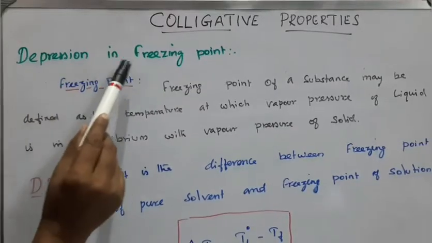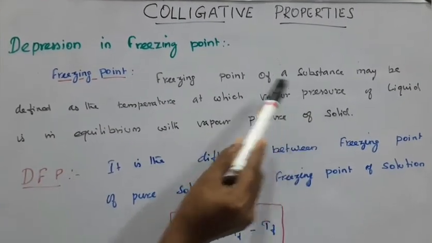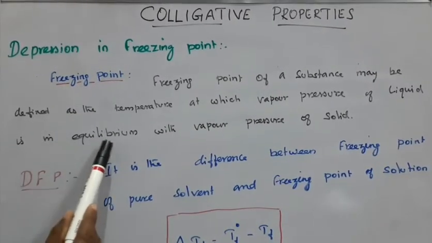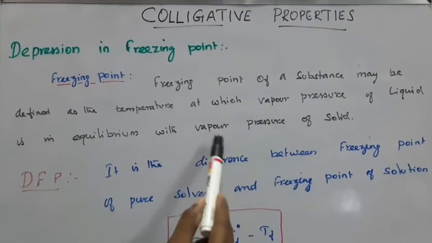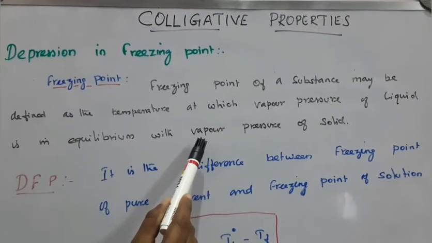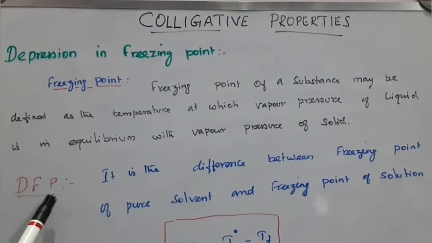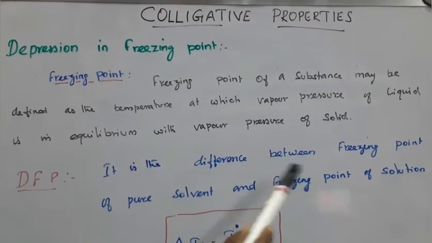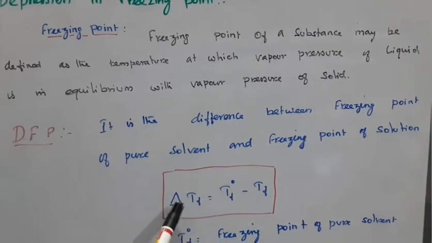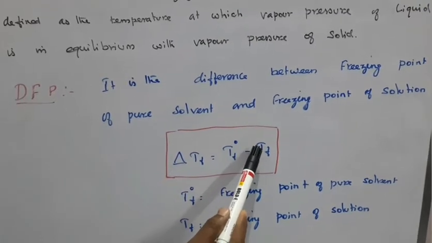Next, depression in freezing point. First of all, what do we mean by freezing point? The freezing point of a substance may be defined as the temperature at which the vapor pressure of the liquid is in equilibrium with the vapor pressure of the solid. A liquid directly converting to a solid at that temperature is the freezing point of that liquid. Depression in freezing point is the difference between the freezing point of the pure solvent and the freezing point of the solution. So the depression in freezing point, delta TF, equals T0F minus TF.